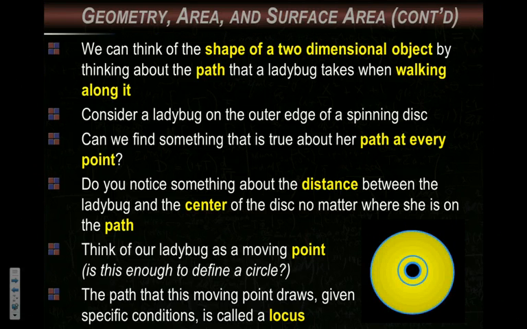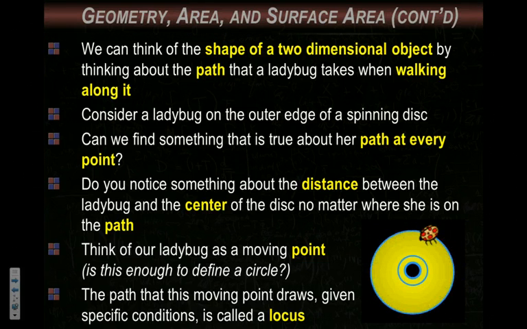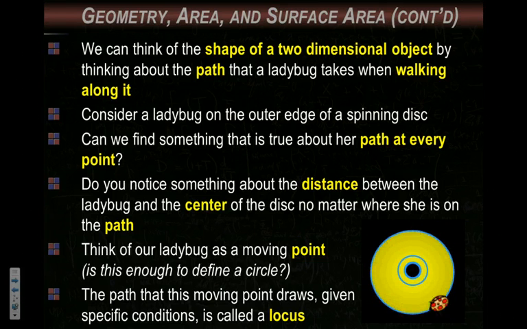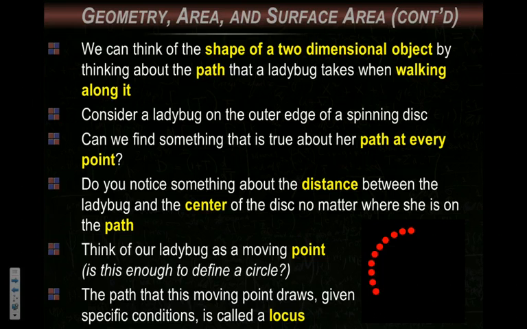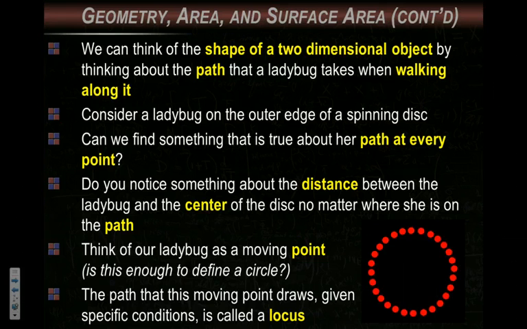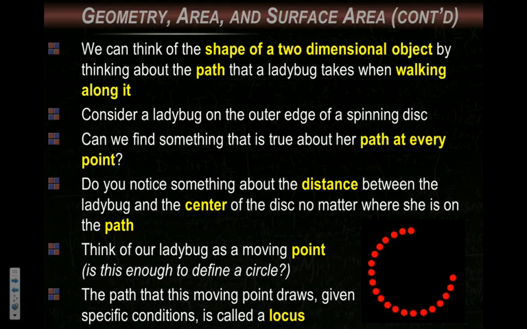Well, maybe we could measure the distance from the center of the circle to that dot. Maybe we could measure the distance between the dots. Maybe we could measure the distance from one dot to a dot directly across the circle. There are different things we could use to put numbers on the way we're defining that circle. We can even notice that every dot along her path, and I said her, right?